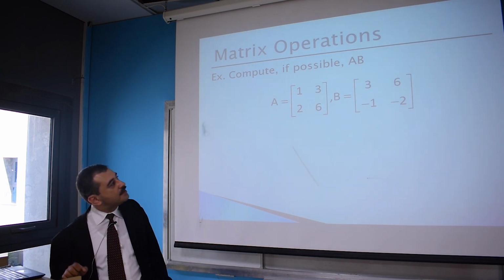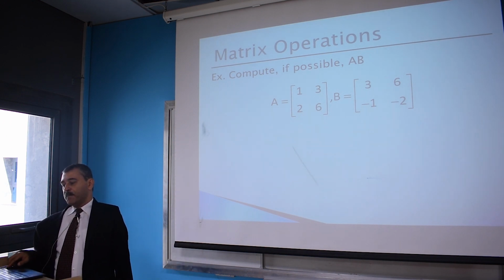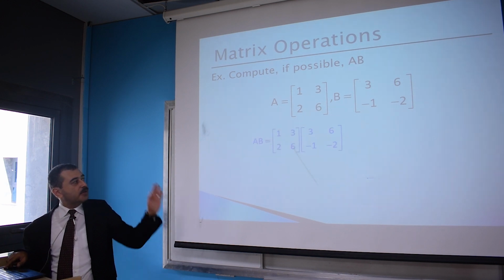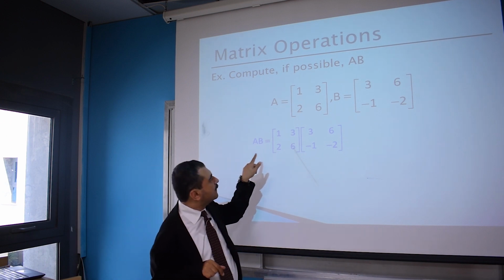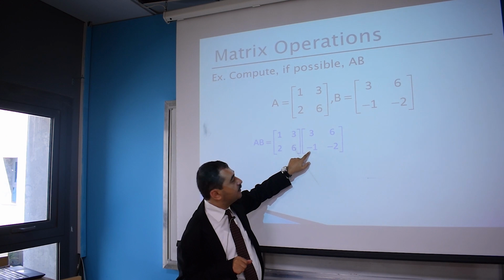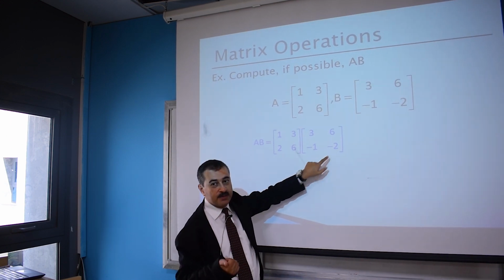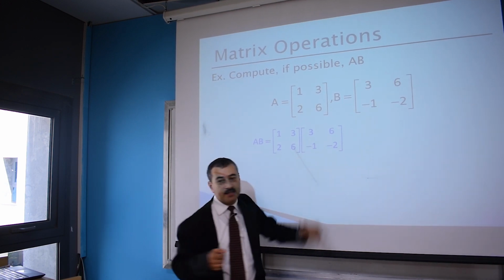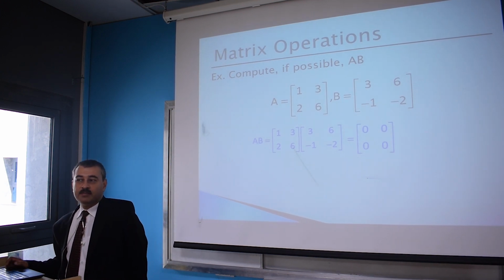What about these guys? Let's find AB for this example. Okay. So I'm going to write A to the left, B to the right. What about the first entry? 3 minus 3, which is 0. The second, 6 minus 6, which is 0. 6 minus 6, 0. 12 minus 12, 0. So do you have any comment about the result here?